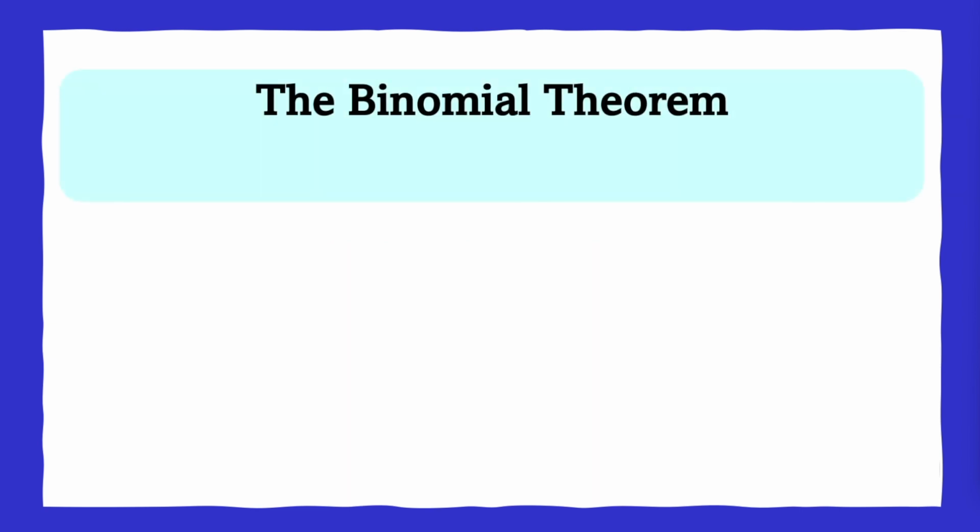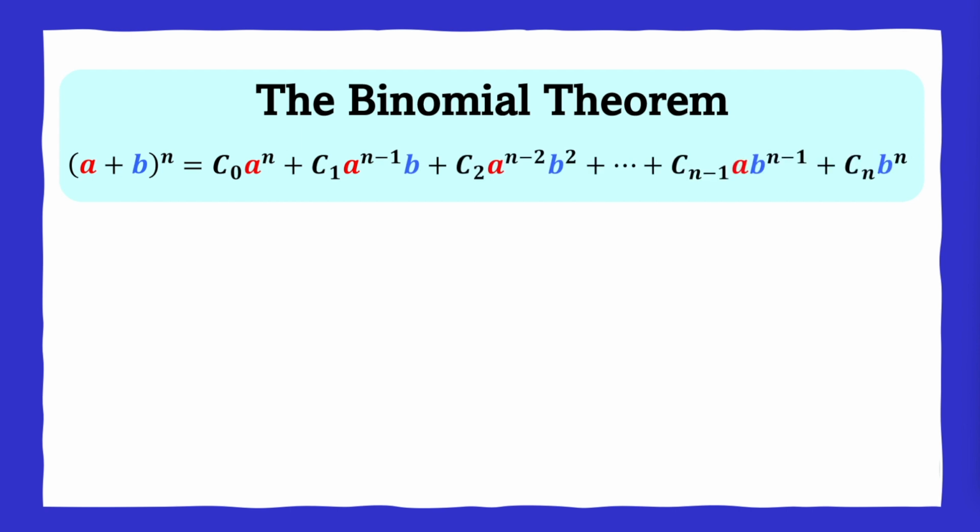The binomial theorem provides a way to expand the expression (a + b)^n, where n is a non-negative integer. Notice that the power of a decreases by 1 in each term, while the power of b increases by 1 in each term, and that the sum of the powers of a and b in each term is always n. The coefficients c0, c1, c2, up to cn are the numbers in row n of Pascal's triangle.